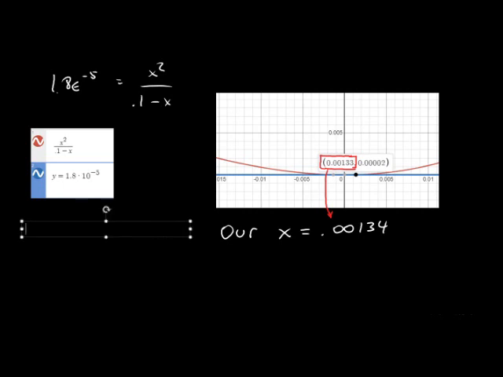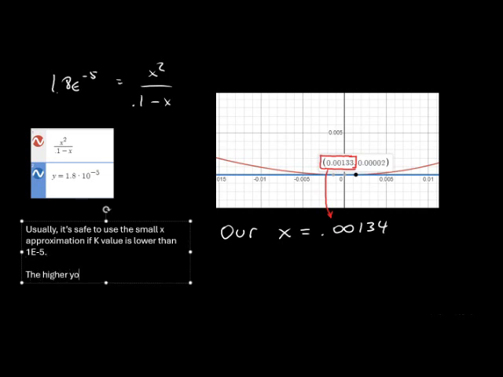Usually, if the K value is lower than 1 times 10 to the negative fifth, you are generally safe using the small x approximation. This is not necessarily a hard or fast rule for this course, it's more of a general guideline. Be careful about using this rule when you are close to 1 times 10 to the negative fifth. The higher your K value is, the less reliable the approximation is.